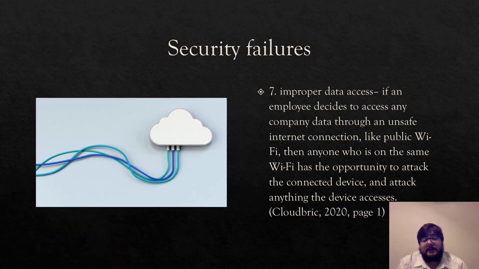Improper data access. If an employee decides to access any company data through an unsafe internet connection, like a public Wi-Fi for instance, then anyone who is on that same Wi-Fi has the opportunity to attack the connected device and have access to anything that device is connected to. So if you're at a public library, if you're at McDonald's, if you're at Walmart, anywhere that has public Wi-Fi at all. Even some places where you share Wi-Fi. So if you have an apartment complex where there's one Wi-Fi connection, it's not safe to do anything important or official while you're connected to that type of Wi-Fi.